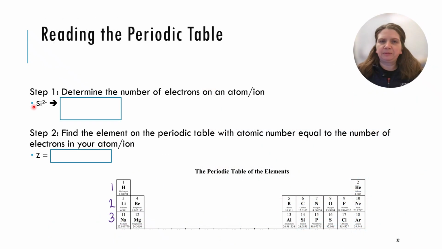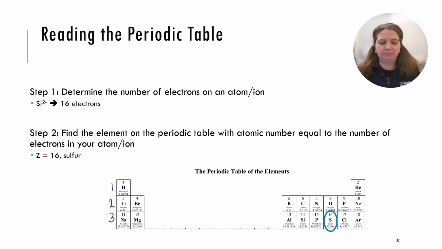Let's do an example for a silicon 2- ion. Silicon has an atomic number of 14, meaning a neutral silicon atom has 14 protons and 14 electrons. A 2- charge means it has 2 extra electrons for a total of 16 electrons. Since this ion has 16 electrons, we will focus our eyes on a neutral element with the same number of electrons, sulfur.